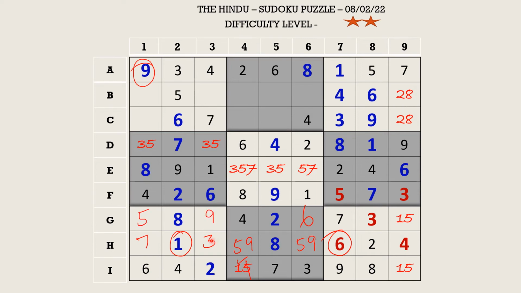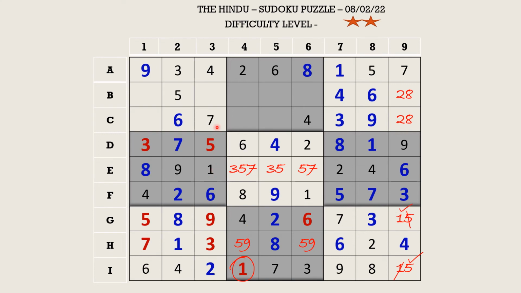This 3 in H row cancels out the 3 here. So D3 becomes 5 and D1 becomes 3. This 1 in the I row cancels out the 1 here. So I9 becomes 5 and G9 becomes 1.